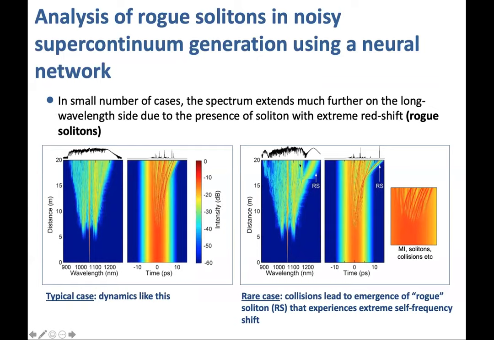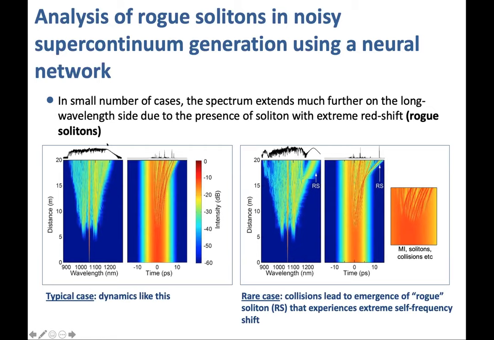So these solitons, which typically arise out of multiple collisions in the initial stage of the supercontinuum generation process, are nowadays termed rogue solitons because they are rare and they are much more powerful compared to the typical soliton that you would observe in most of the cases.